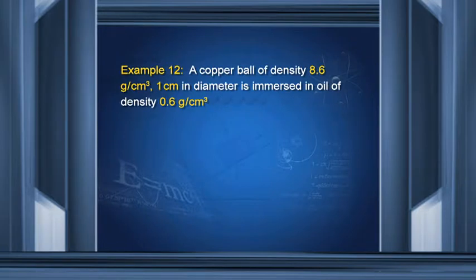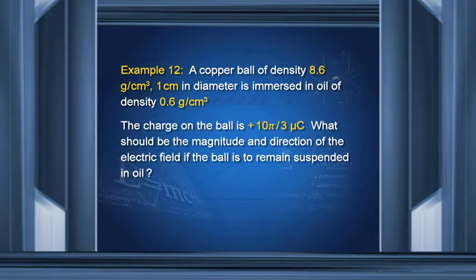Take another example. A copper ball of density 8.6 gram per centimeter cube, 1 centimeter in diameter, is immersed in oil of density 0.6 gram per centimeter cube. The charge on the ball is 10 pi by 3 micro Coulomb, with a plus sign. What should be the magnitude and direction of the electric field if the ball is to remain suspended in oil?